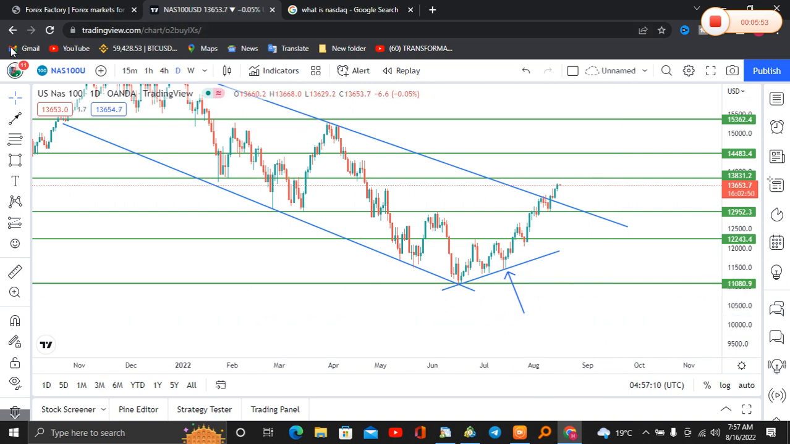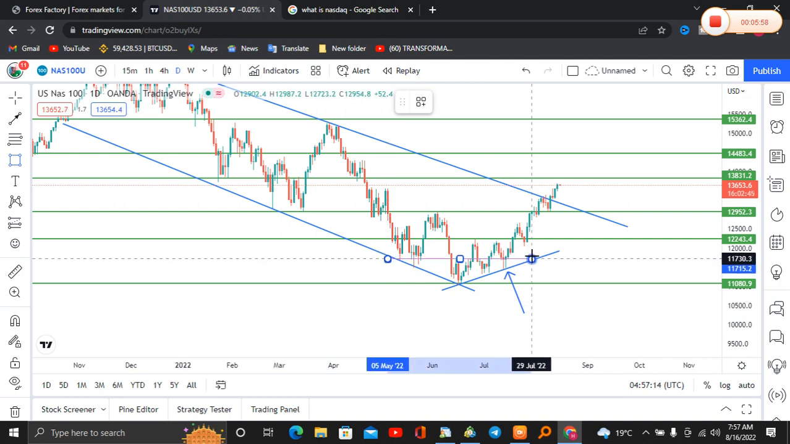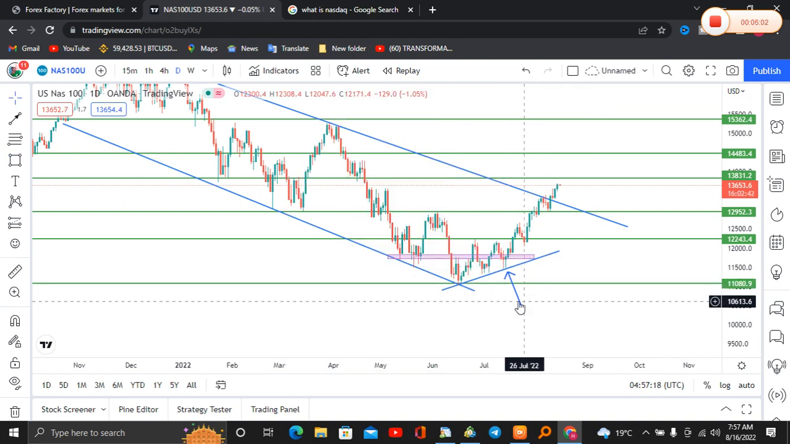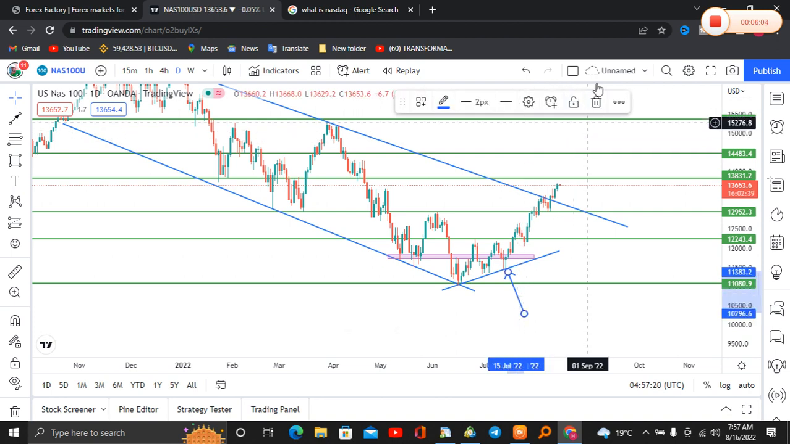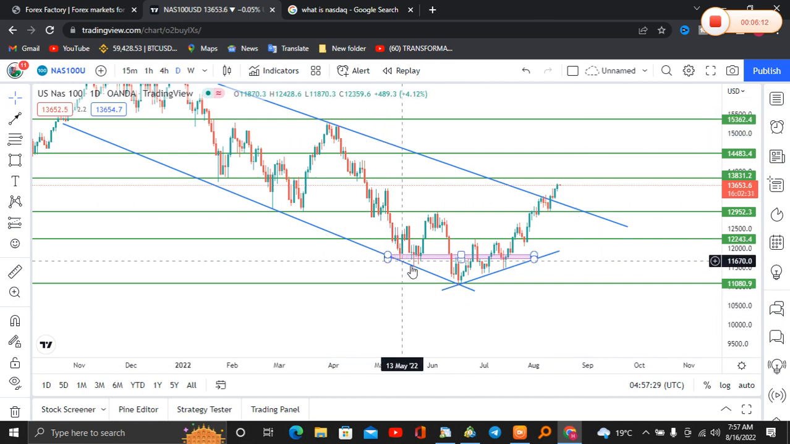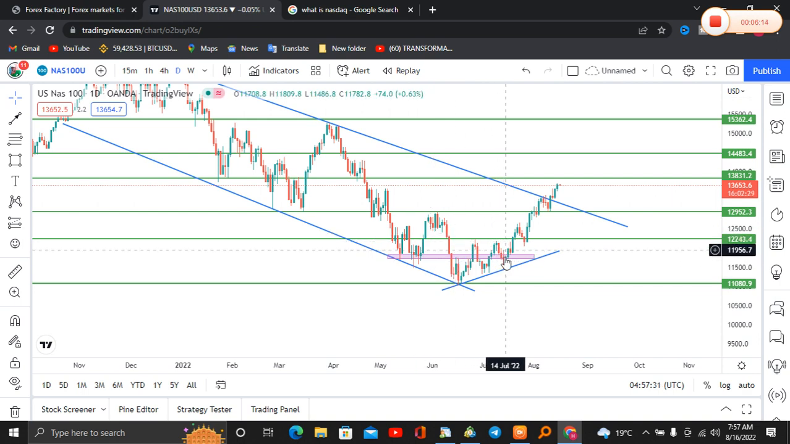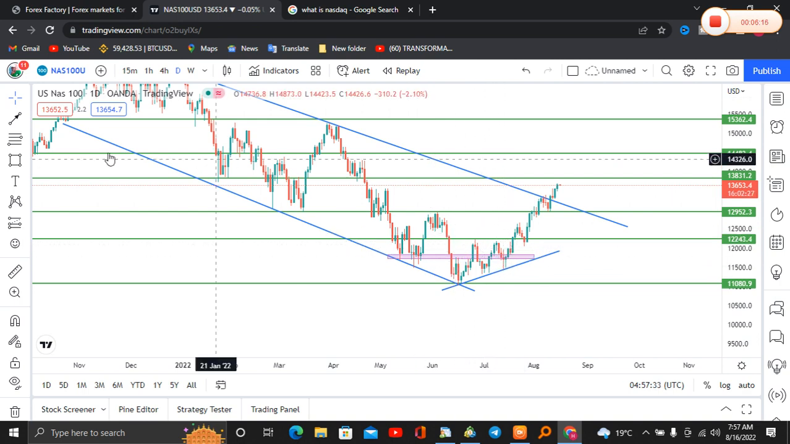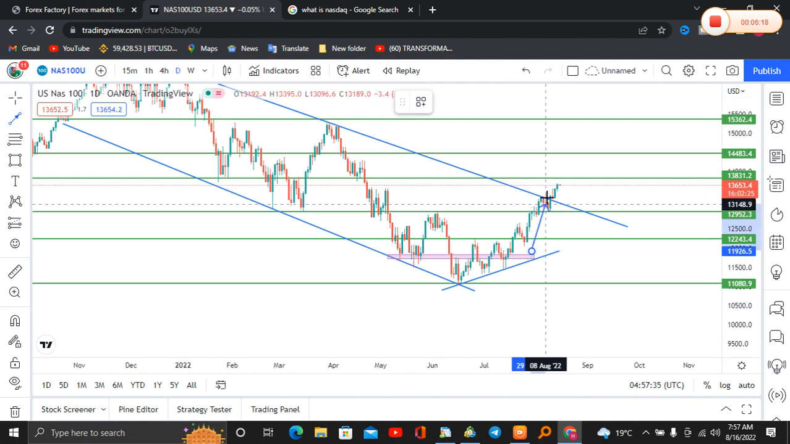Another entry, when you try to spot out our support and resistance levels, you can clearly see that we had a support level here. At this support level, Nasdaq also gave us a head and shoulders pattern, whereby this was our left shoulder, head and right shoulder. It also shot to the upswing.